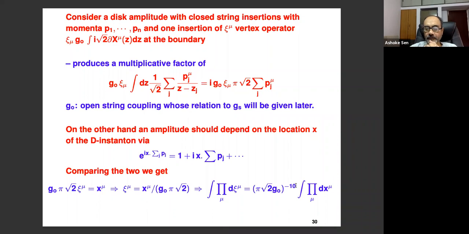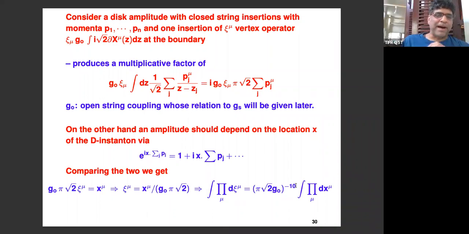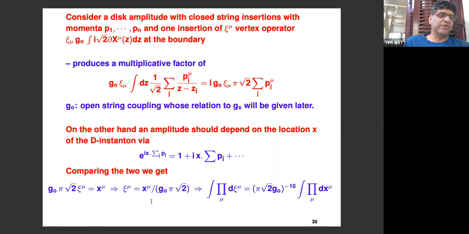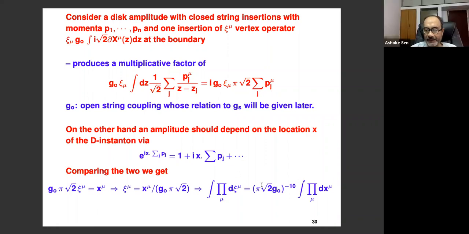Right. But the factor of pi and square root 2, could you have guessed that somehow also, or is that too complicated, too detailed? Well, that I don't know. It comes from this comparison. Yes. Okay, thank you. Yeah, maybe there is a way to guess it, but at least I can't see it immediately.